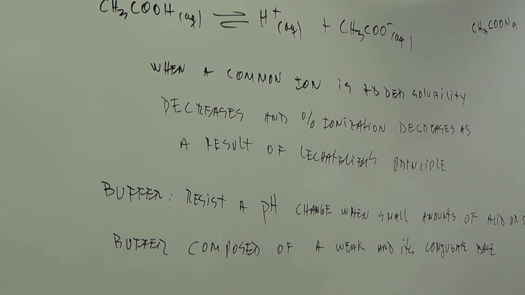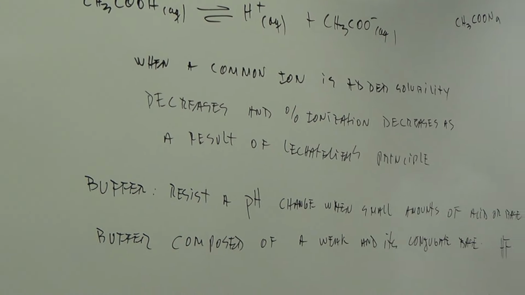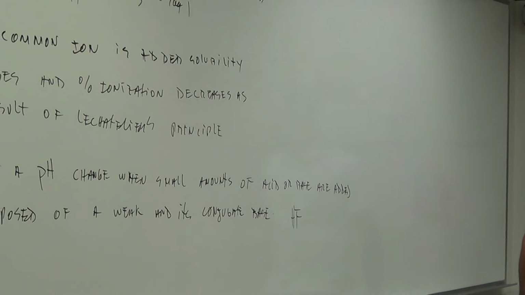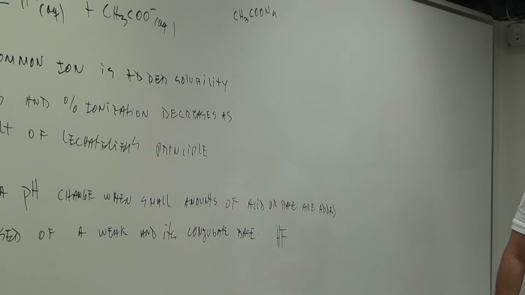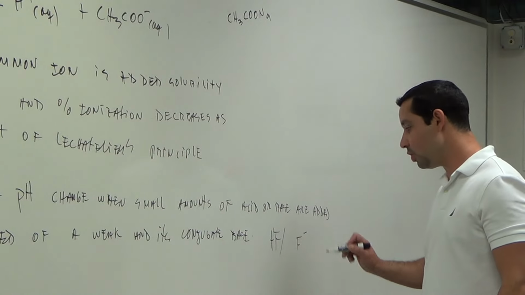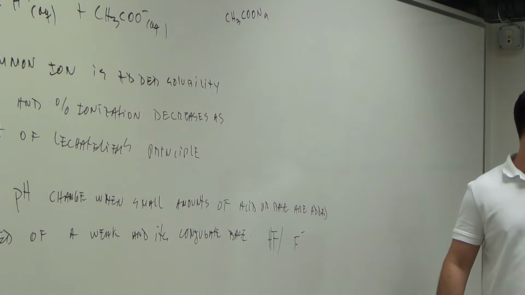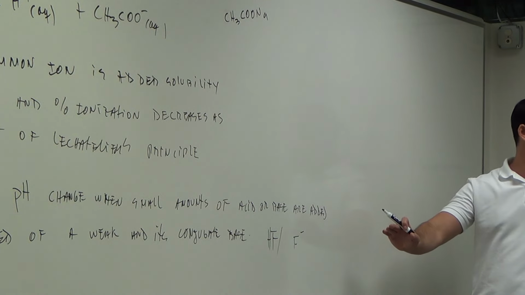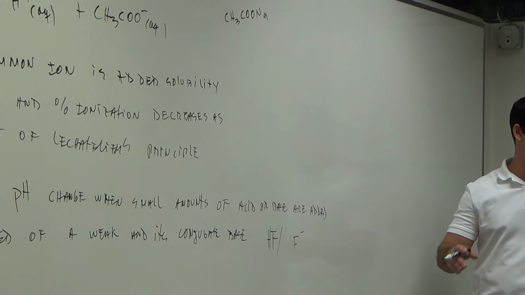So, if I have HF and I want to make a buffer with HF, what do I need to add to this? I need to add the conjugate base of HF, which is F minus. But as you know, F minus does not exist by itself. No minus exists by itself. You need a positive to go along with that.